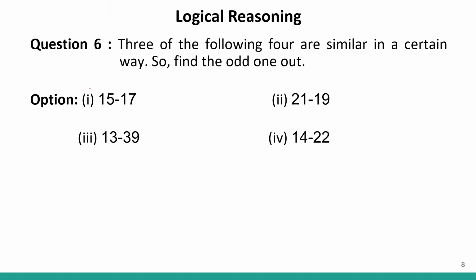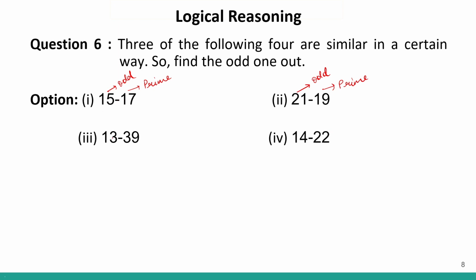Now, question number 6. We have 15 and 17. I can say this is not a prime number, but this is an odd number, and this is a prime number. Option number 2, we have 21 and 19. Again, I can say 19 is a prime number and 21 is an odd number. Correct? 21 is not prime, but it is odd, and 15 is not prime, but it is odd.